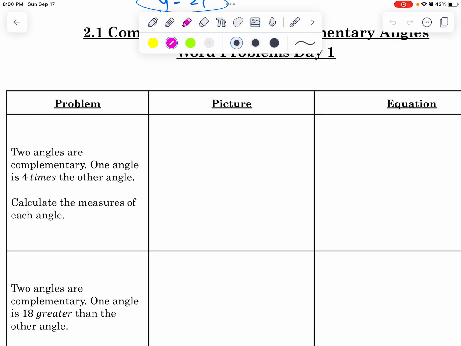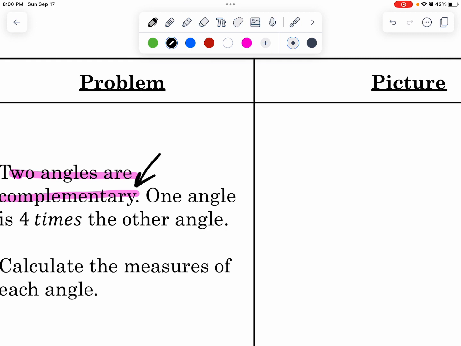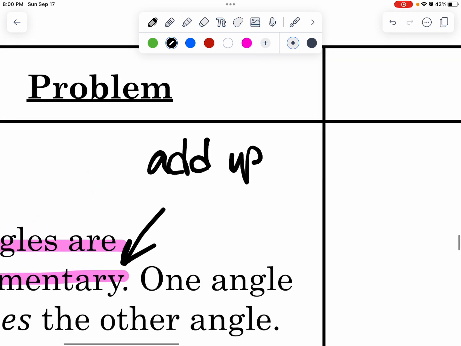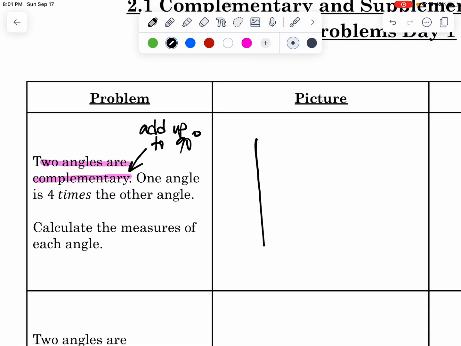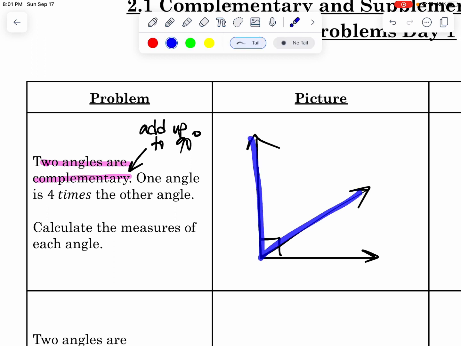So the very first thing that I see is that two angles are complementary, and I know that complementary means that they add up to 90. Okay, and I also know what that looks like, so I am going to draw a sketch. The two angles together make a 90-degree angle, so here's the first one, and here is the second one. The two of them together are complementary, which means that they add up to 90, which is why I have drawn the picture like so.